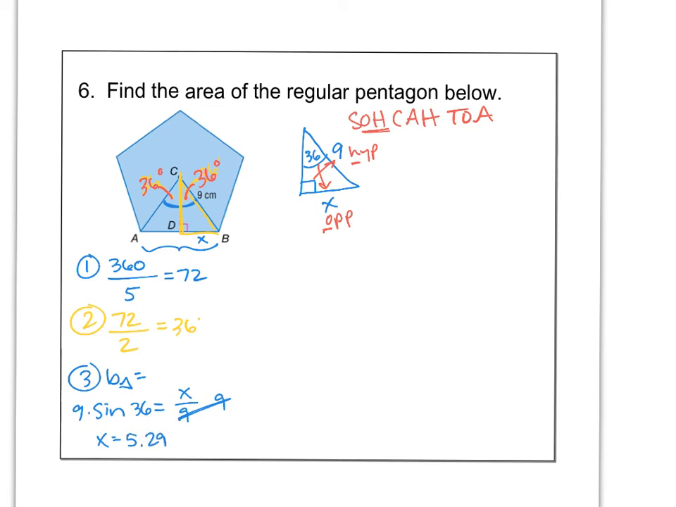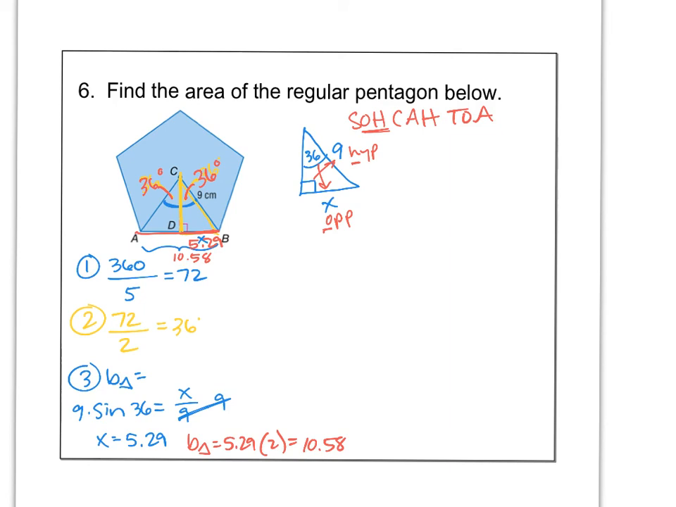Now remember, that's only halfway across. The 5.29 is just this little part right here. So you have to double that to get your base. So the base of the triangle is 5.29 times 2, which is 10.58. So 10.58 is the whole way across down there.